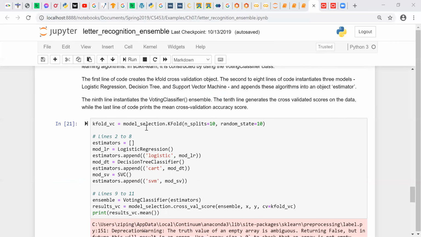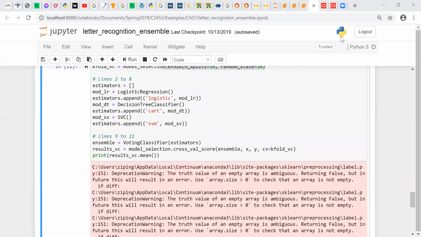So we still do k-fold. Nothing new here. And then over here, for our estimator, we are going to build an estimator list. The first one we use is logistic regression, and we append it to this list. Then we use a decision tree and append it to the estimator. And then we apply a support vector machine and append it to the estimator.